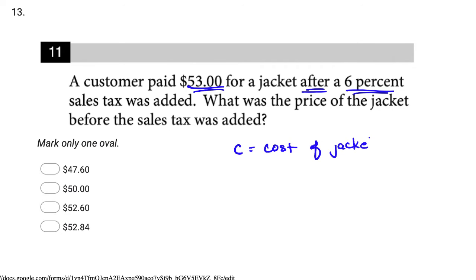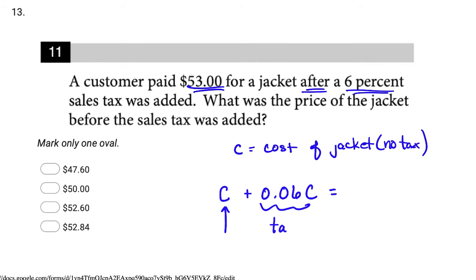This is the cost of the jacket with no tax. So the total price they pay for this jacket is the cost of the jacket plus 6% of the cost of the jacket, so 0.06 C. And that would give you the total price. So here's the price of the jacket. Here's the amount of tax, 6% of the cost. And that gives you the total you'd end up paying, $53.